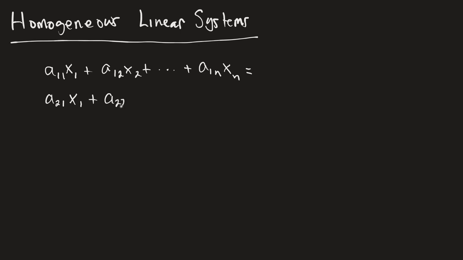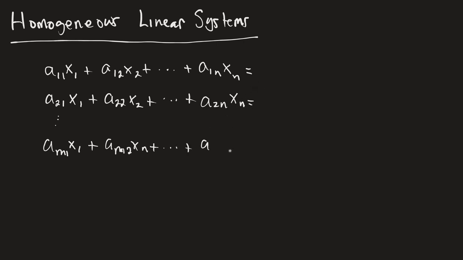a21x1 plus a22x2 plus dot dot dot plus a2nxn, and then again something over here, and then this continues until we have our m equations, right? So this is our standard m by n system: m equations, n unknowns, and it's a little incomplete now because I haven't filled in what goes on the right hand side.